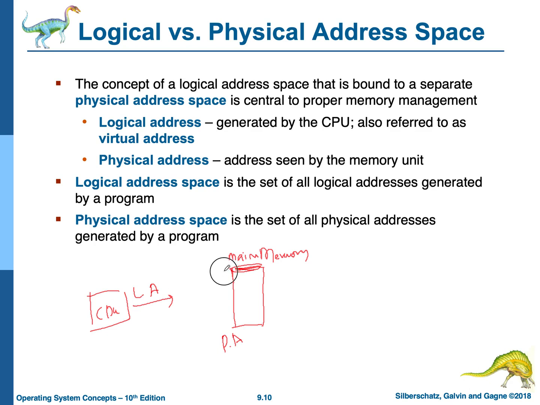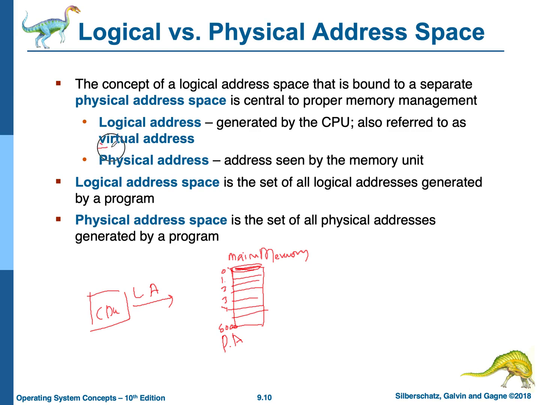Okay, 0 to maybe 8000, right? This is the physical address. 0, 1, 2, 3, 4. These are address locations over the main memory. So a logical address is generated by the CPU, and is also referred to as a virtual address.